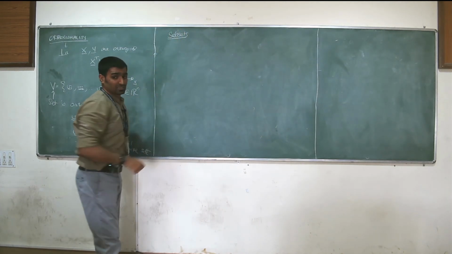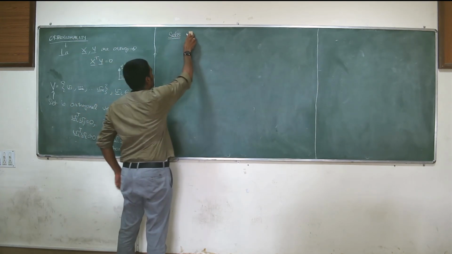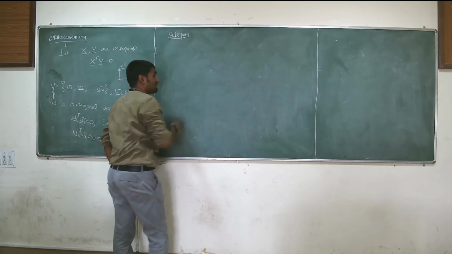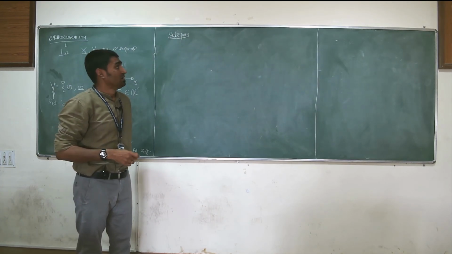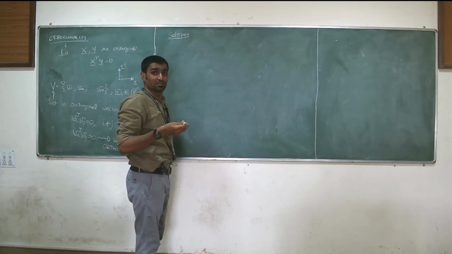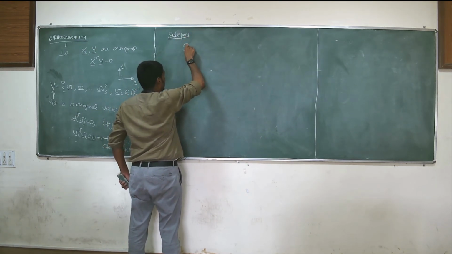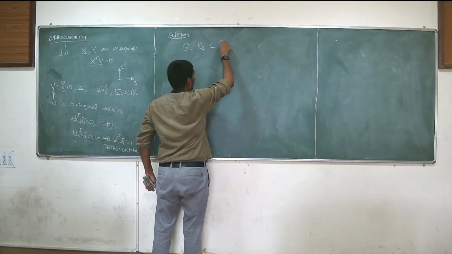What is a subspace? A set of vectors from a vector space, where the subset itself forms another vector space. Then it's a subspace of something, right? Let's say we have two subspaces, S1 and S2, and these are subspaces of Rn.